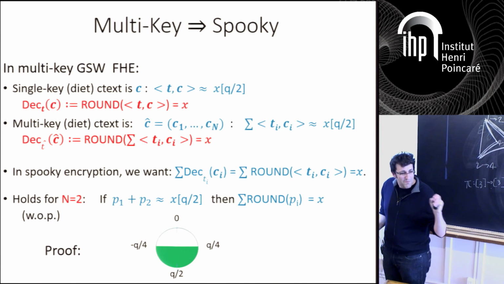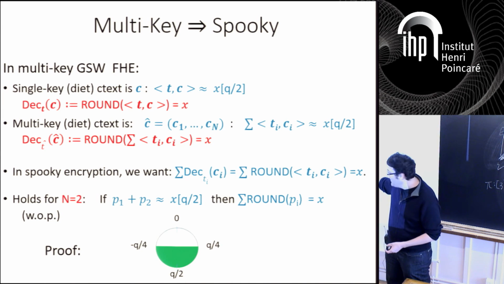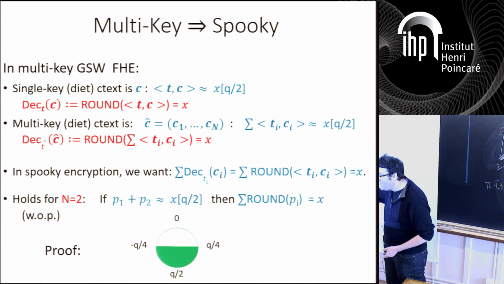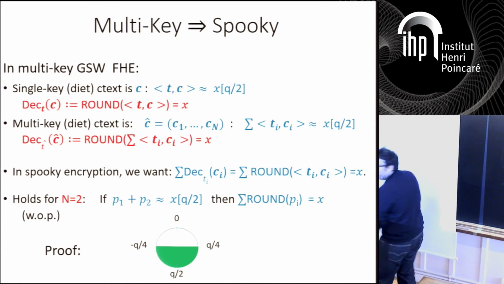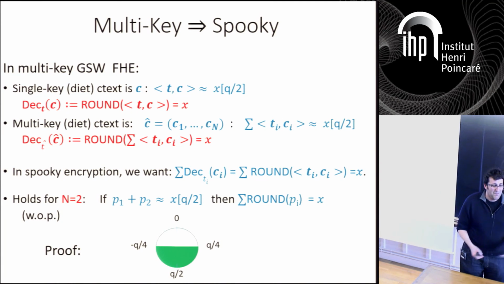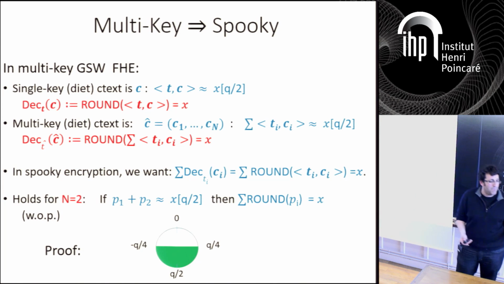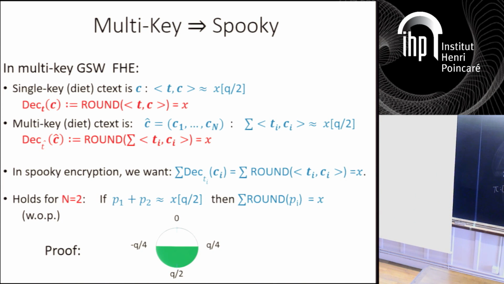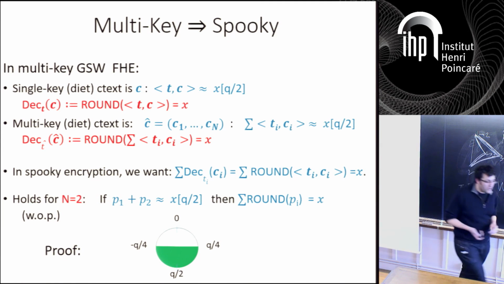The only possible potential problem is there's some error. So P1 and P2 are not exactly 0. They're just close to 0. So the problem is if P1 is like somewhere here, like very close to the border, and P2 just happens to be on the other side of the border, then I mess up. But if q is big and P1 and P2 are in random places subject to this being the case, then this won't happen. And so with a couple of tricks, you can make sure that this will happen with probability 1 over q. Yeah, and q can be exponential. So this will be negligible as long as q is exponential.